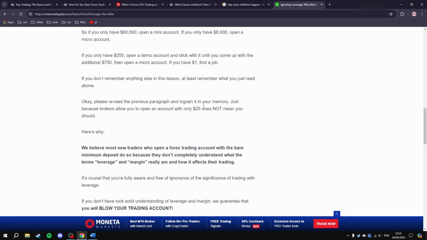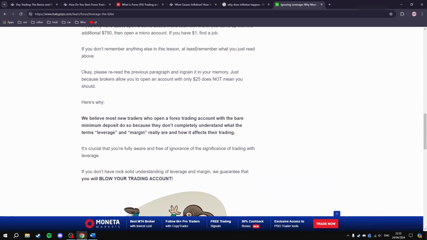Okay, if you don't remember anything else in the lesson, at least remember what you just read above. Please reread the previous paragraph and ingrain it into your memory. Just because brokers allow you to open an account for only $25 does not mean you should.